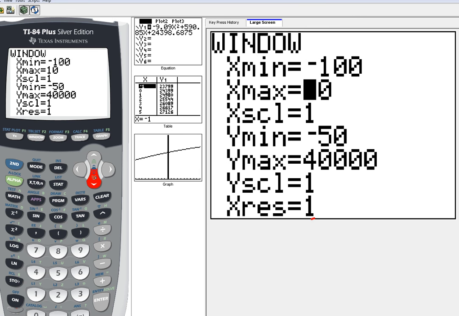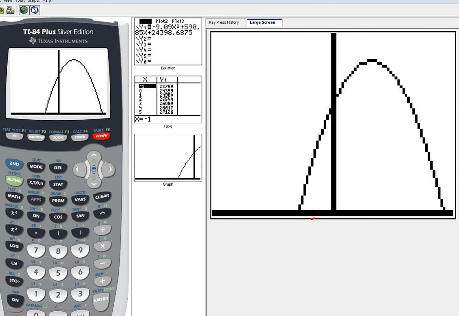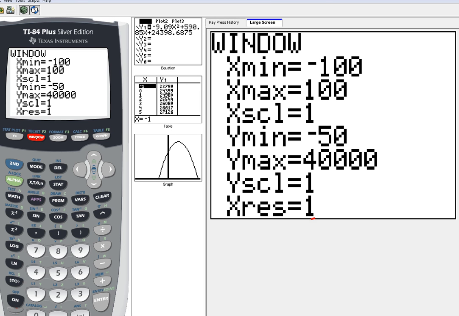And then 100. Let's see what that looks like. Can I see? Oh, there we go. I see a parabola. I don't really like that I can't see where it crosses the ground, so I'm actually going to, I think on the left side, negative 100 is too far. So I'm going to go like negative 50. Can we try that? See what that looks like. See, it's a quick fix.